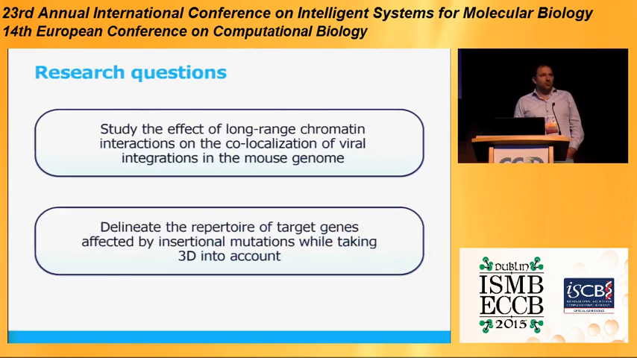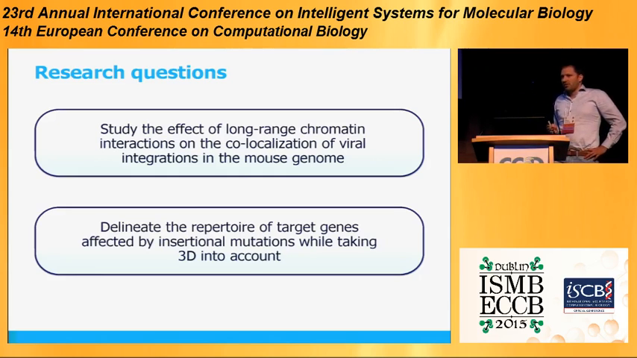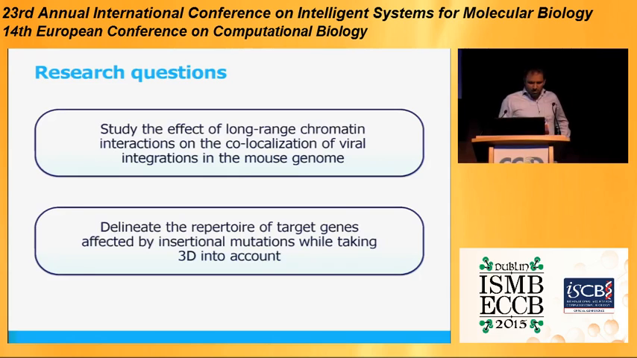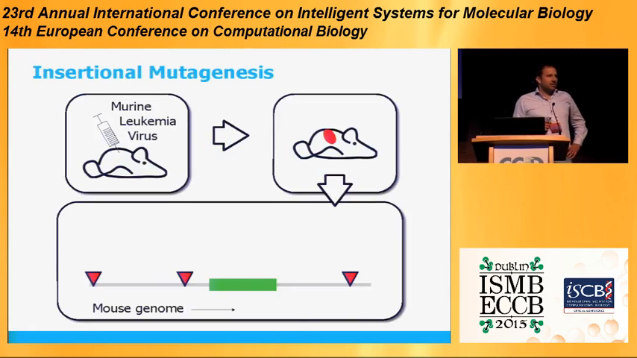So the question that we asked is, can we study the effect of these long-range chromatin interactions on the co-localization of cancer-causing viral integrations, in this case in the mouse genome? And we want to do that to better understand the repertoire of target genes that are really targeted by these integrations. So why do we study these integrations? Well, they are frequently used in a technique called insertional mutagenesis. This is a forward genetic screening technique to figure out potential new cancer genes.